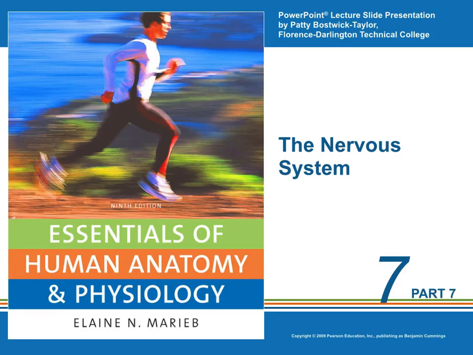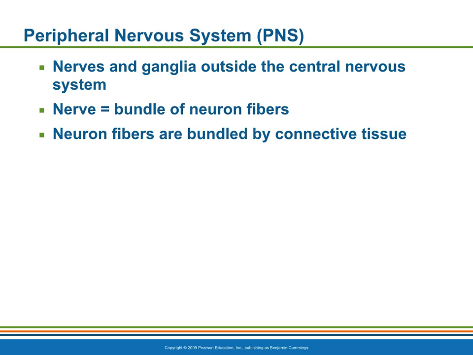In Lecture 7, we will now shift our focus to the peripheral nervous system. The peripheral nervous system consists of nerves and scattered groups of ganglia found outside the central nervous system. As we've already discussed earlier, a nerve is a bundle of neuron fibers. Within a nerve, neuron fibers, or processes, are wrapped in protective connective tissue coverings.